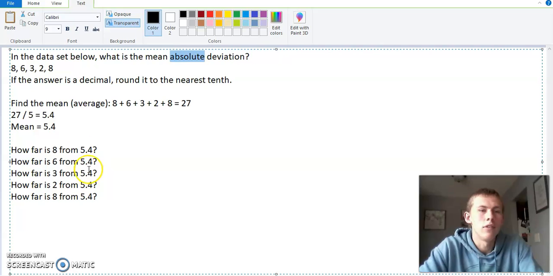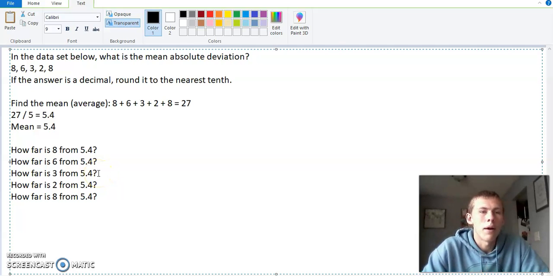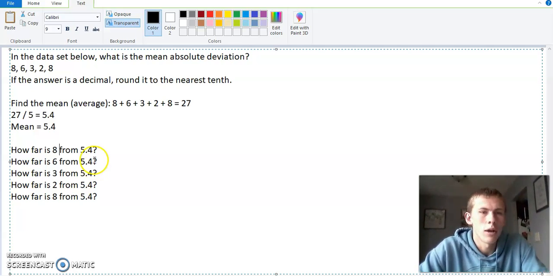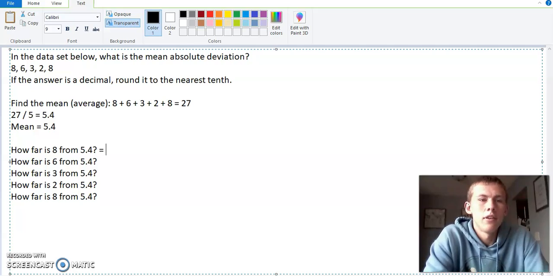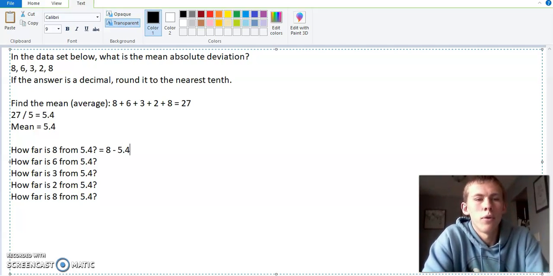That means that all these distances, how far 8 is from 5.4 or how far 3 is from 5.4, are all going to be positive numbers. So even if our subtraction gives us a negative number, we're just going to say, hey, that's a positive number. So I'll show you what I mean here. Let's start here. To figure out how far 8 is from 5.4, to find the distance between those two, you'll just do 8 minus 5.4.